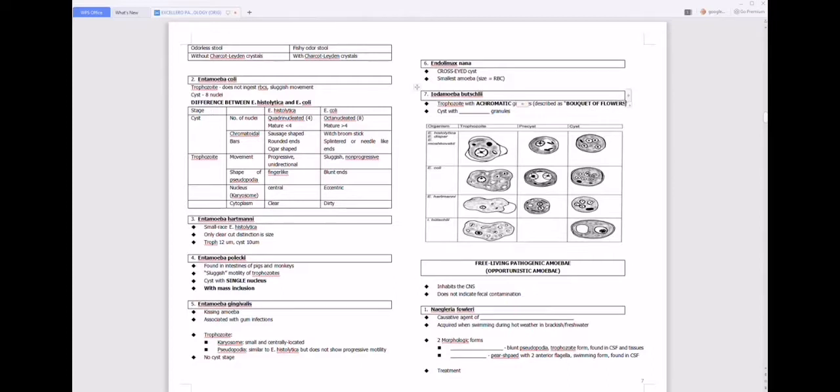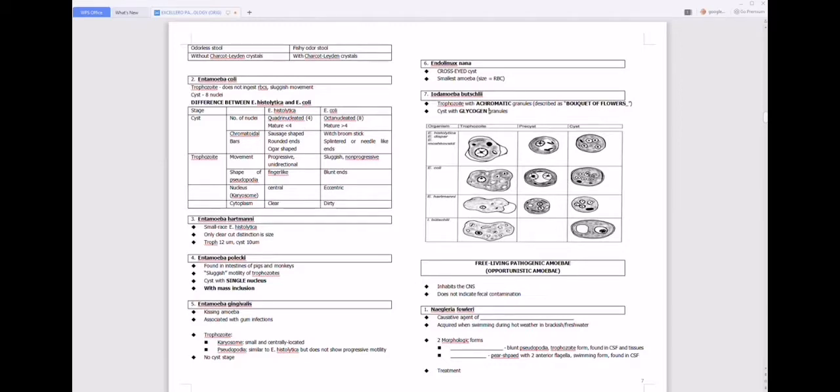And then its cyst has characteristic glycogen granules, or glycogen vacuoles. Okay? So as you can see, these are the trophozoite and cystic stages.